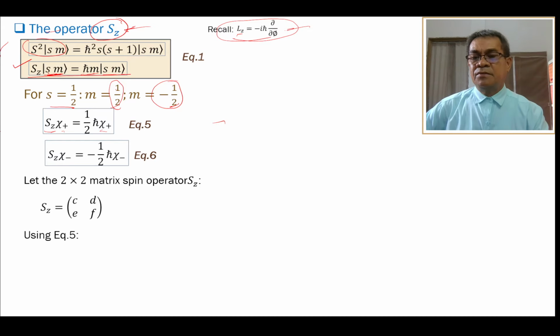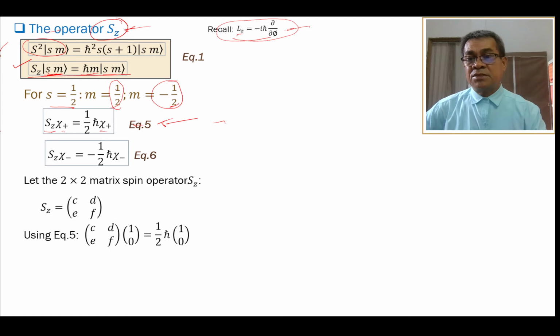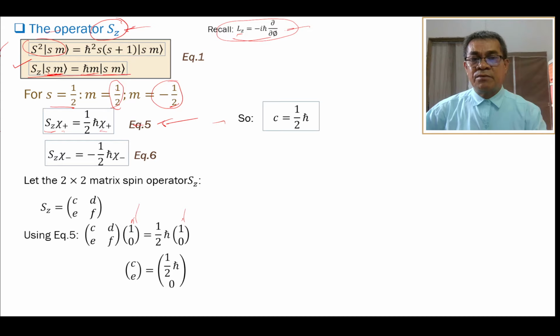So therefore, we have this using equation 5, almost the same as what we did previously. But this time, we are talking about the S operator along Z. Then substitute that value to the spin up, then simplify, same process as what we did previously. So we have that CE, then multiply again, you have to check your linear algebra. Okay? Then, with that result, it shows that C is one half of h bar, while E is also zero.